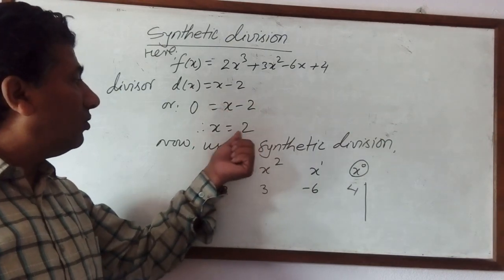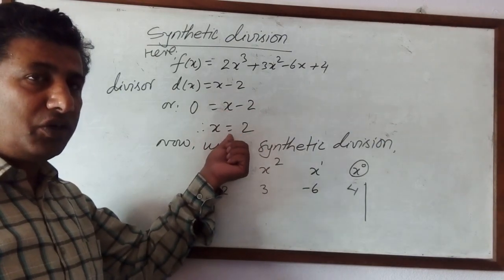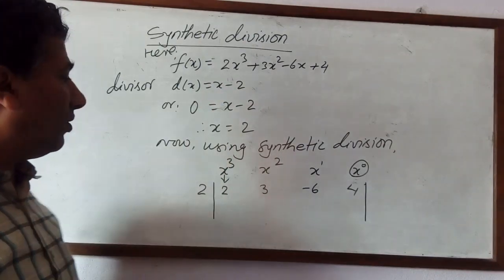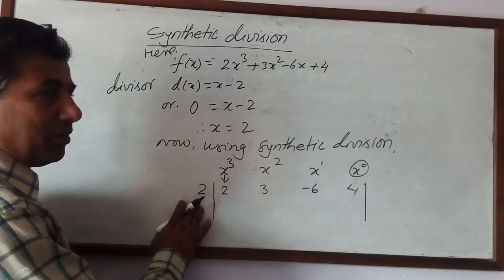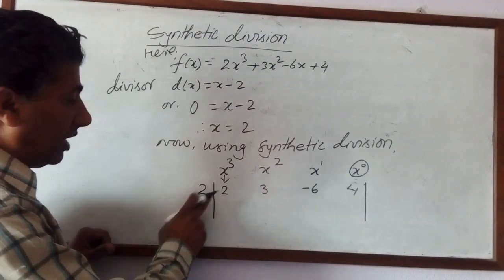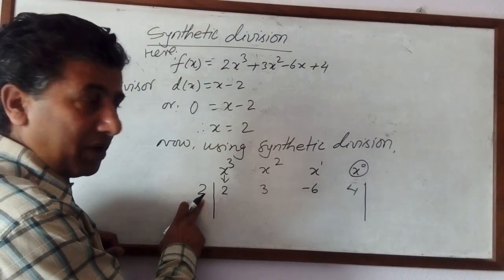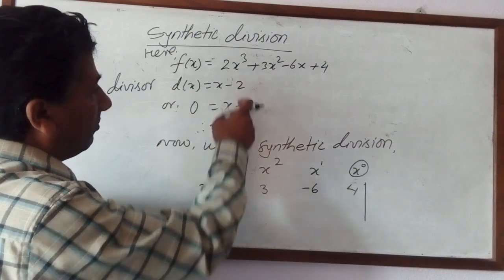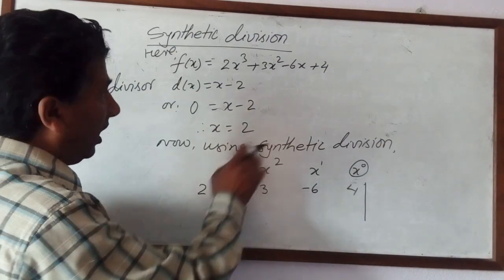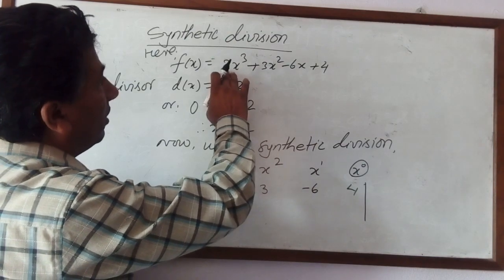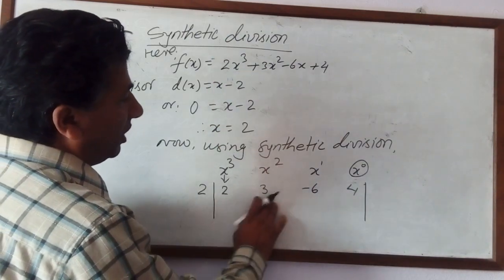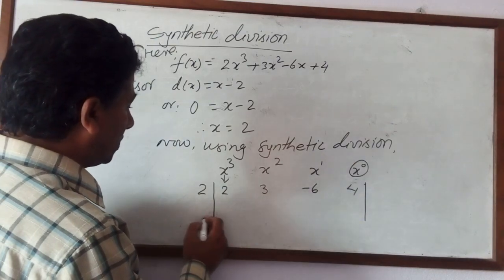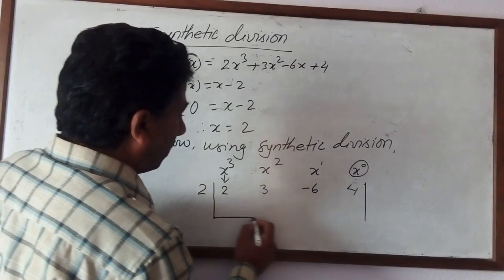Bring the 2 to this side and it will be x minus 2; that x minus 2 is the divisor. Here we only write the value of x from the divisor: make the divisor 0 and find the value of x. And from the polynomial, write only the coefficients: 2, 3, minus 6, 4.